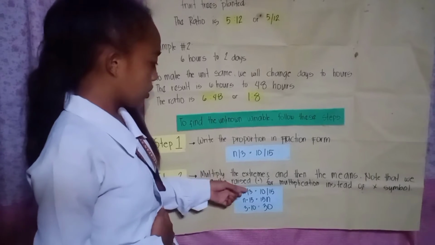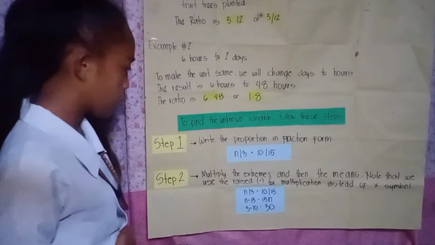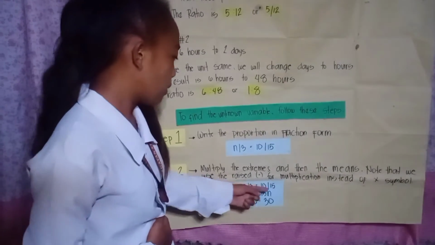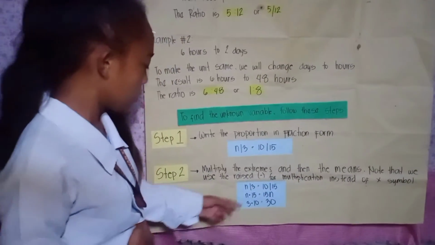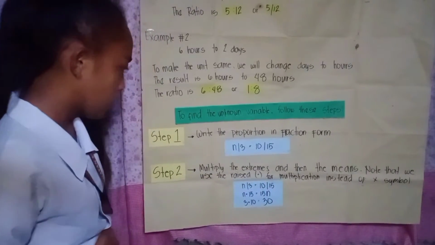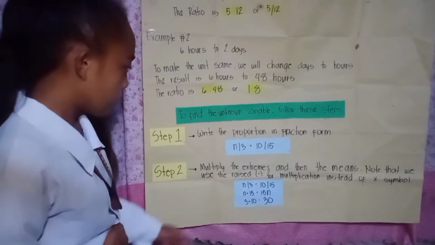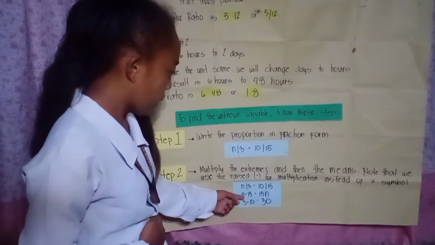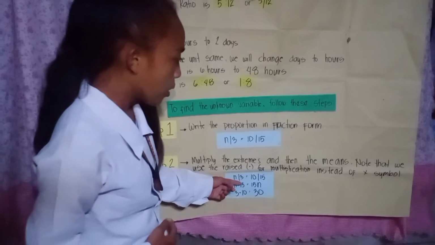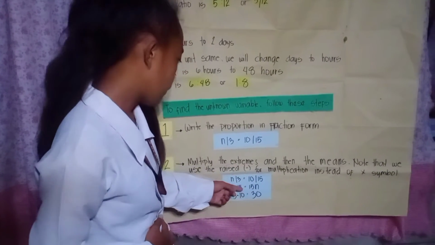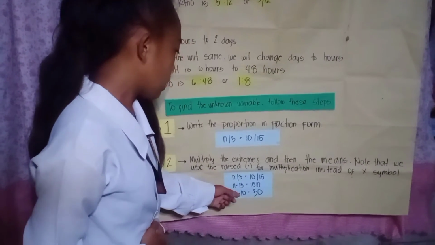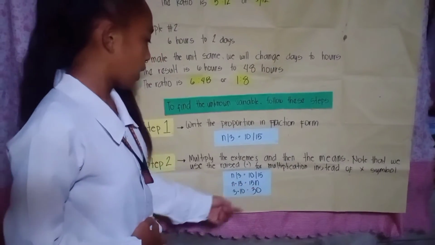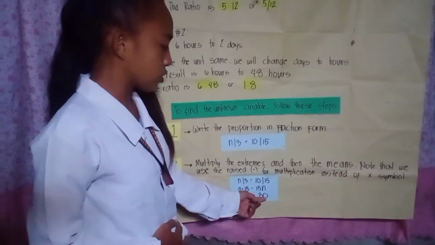N over 3 is equal to 10 over 15. The extremes are n and 15, and the means are 3 and 10. Multiply the extremes first, n times 15. So we get n times 15. The means: 3 times 10. N times 15 is equal to 15n, and 3 times 10 is equal to 30.